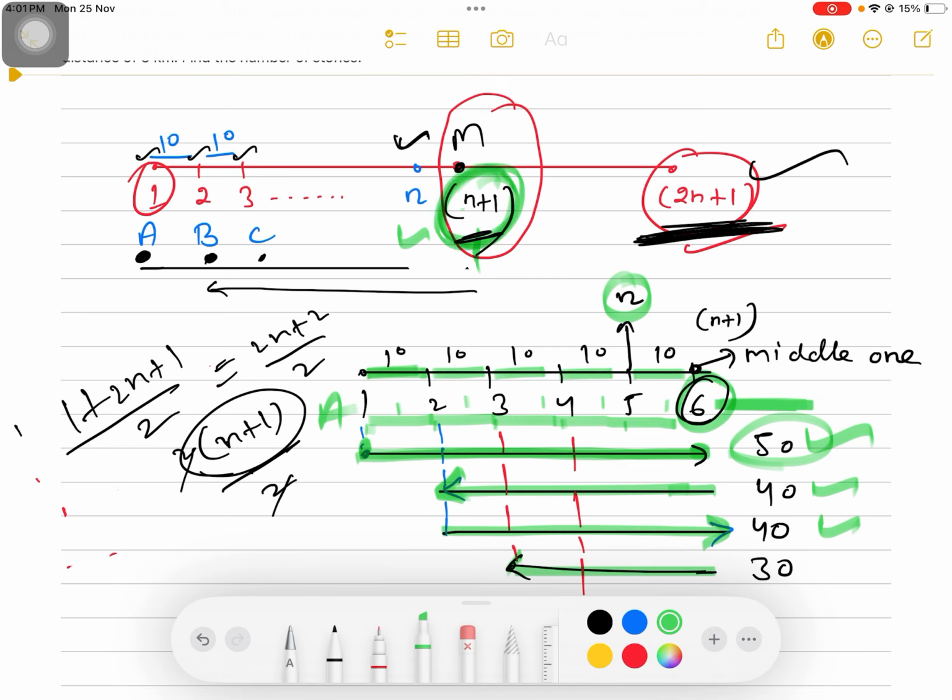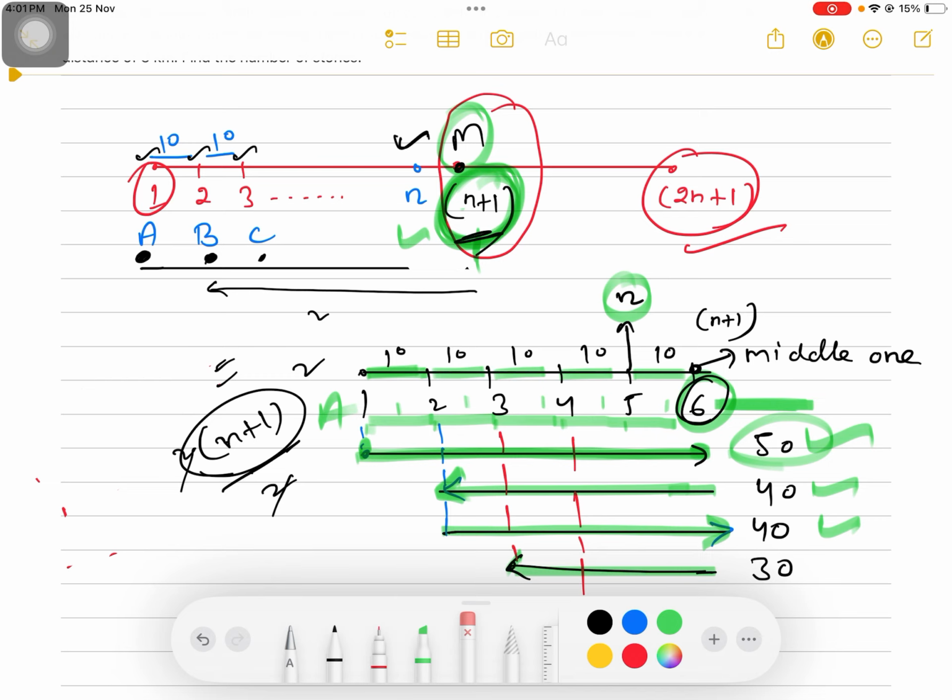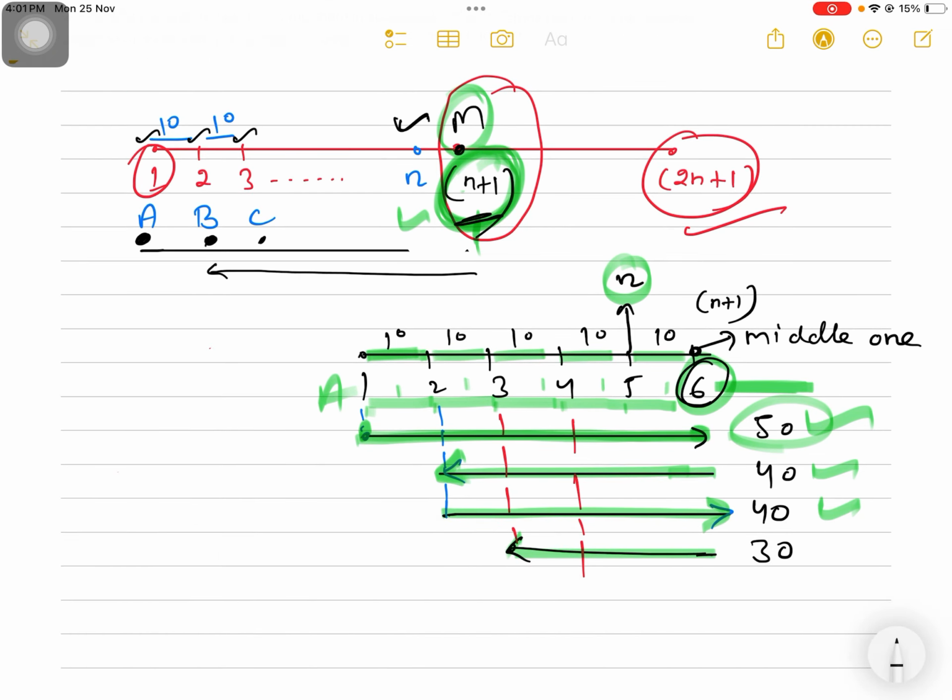So this is my middle stone, which is n plus 1. Before this, there will be n stones. That means on the left side we have kept n stones, and on the right side also we have kept n stones. And the distance between two consecutive stones is 10 kilometers, 10 meters, sorry. The distance between two consecutive stones they have given is 10 meters. And the total distance, by collecting all the stones one by one and keeping them in the middle, they have given as 3 kilometers, which is 3000 meters only.